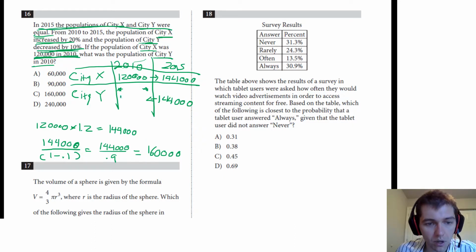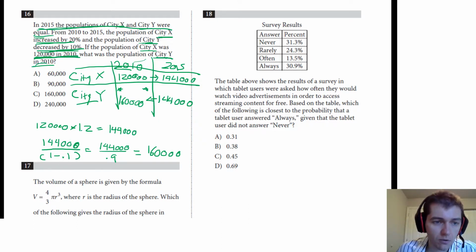So you have 160,000, city Y in 2010. That's what they're asking for. So your answer is C, 160,000.